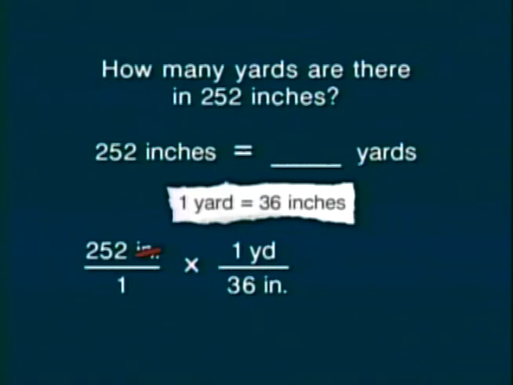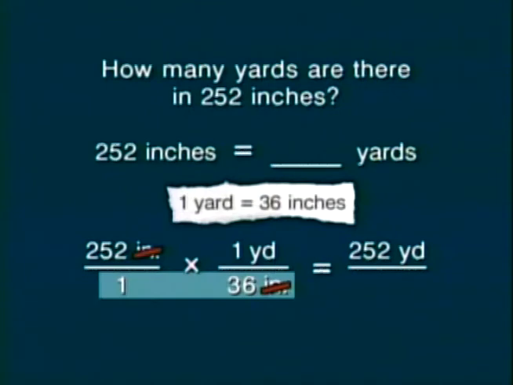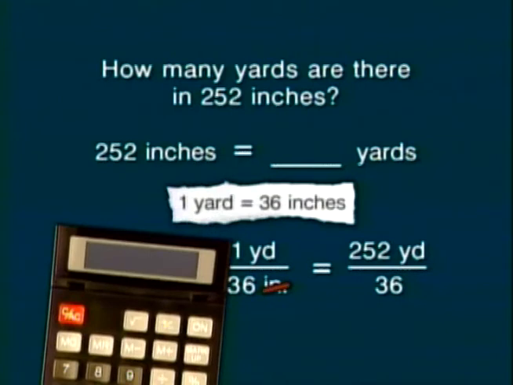Now we can cancel. Next, multiply. In the numerator, 252 times 1 yard equals 252 yards. The denominator is 36. Now we have a division problem. 252 yards divided by 36. You can use a calculator if you like. The quotient is 7 yards. 252 inches equals 7 yards.